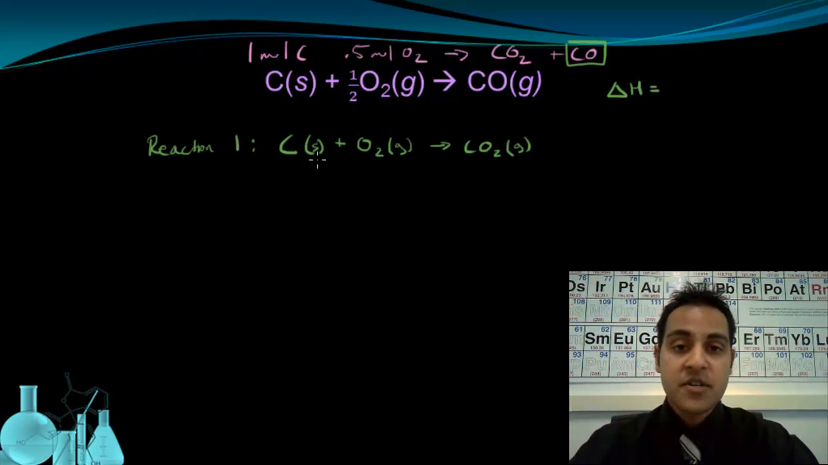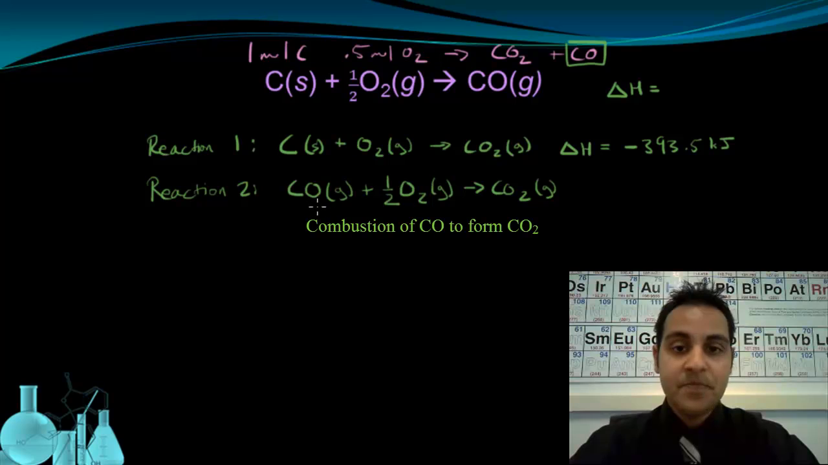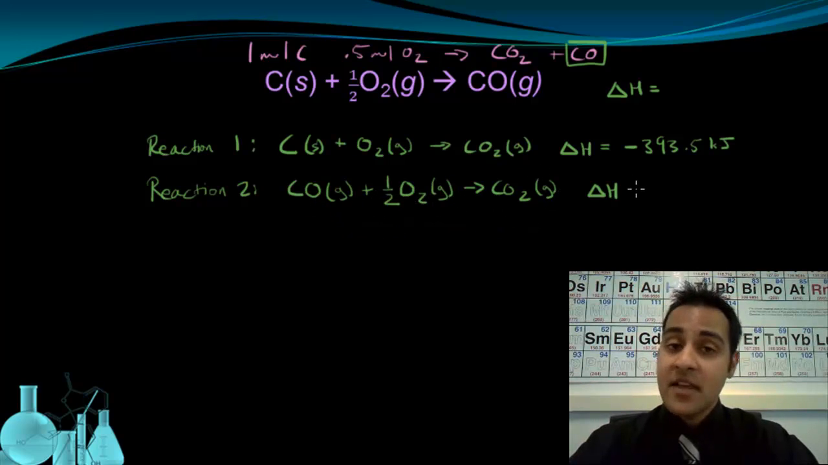Our first reaction is going to show the complete combustion of carbon. So we have carbon combining with oxygen gas to form carbon dioxide. This reaction has a delta H of negative 393.5 kilojoules. The second reaction that'll give us some more information is what happens when you completely combust carbon monoxide, so here carbon monoxide is a reactant, combusted with oxygen to form carbon dioxide gas. And the delta H for this reaction is negative 283 kilojoules.